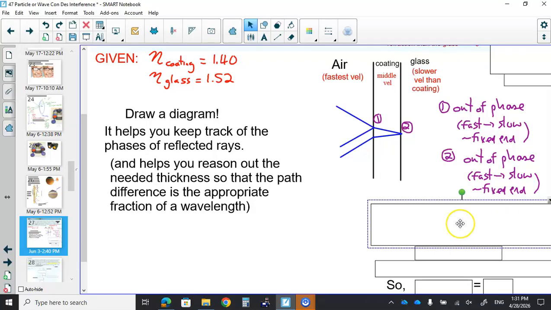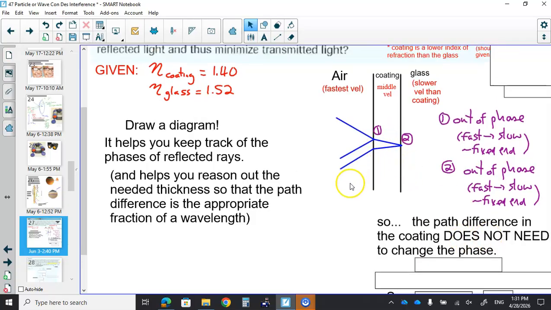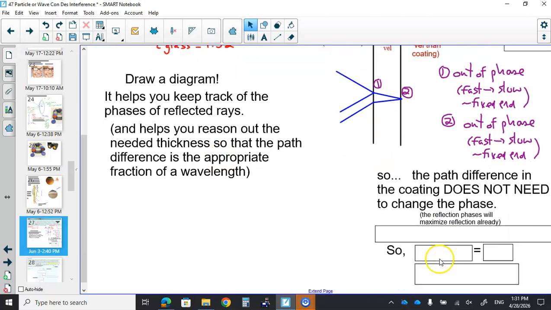And so you want to set it up so that the path difference here does not need to change the phase. What am I saying here? Yeah, they're both out of phase. Gotta get my head straight here. Reflection, this will maximize reflection already. Yeah, because they're both out of phase with the original. So they're in phase with each other, and so we're maximizing reflection as well. I think I might have said it wrong a second ago. I apologize.